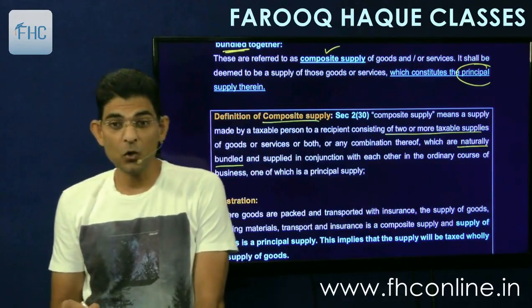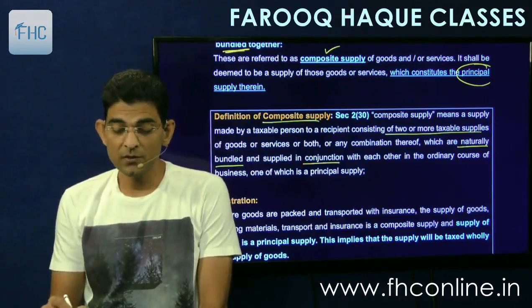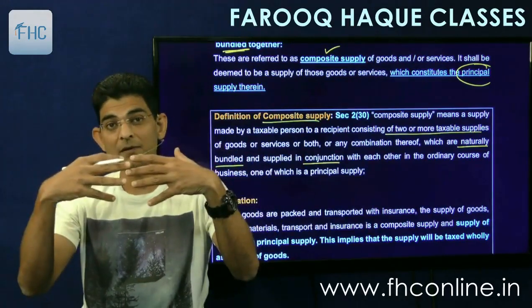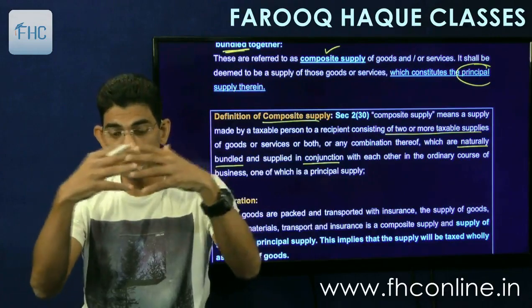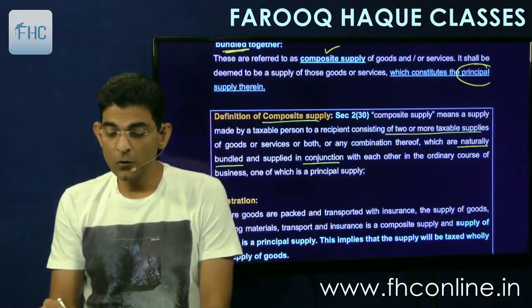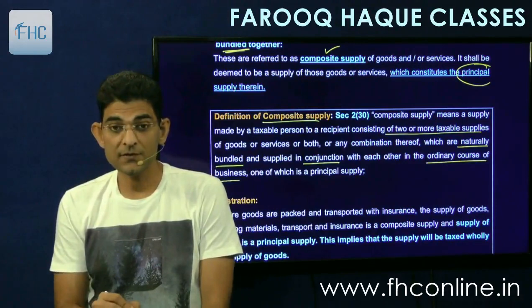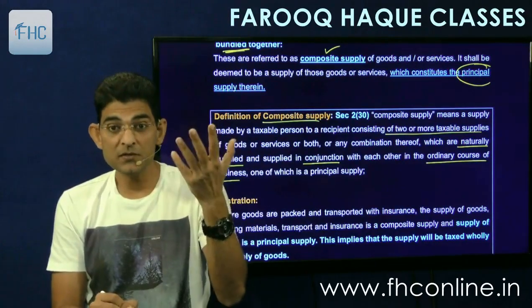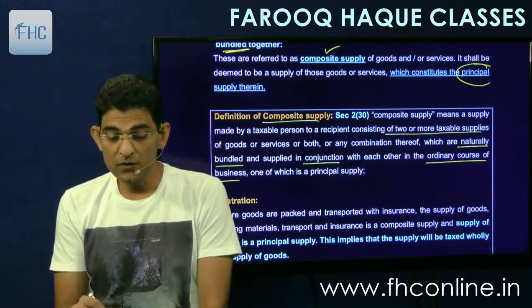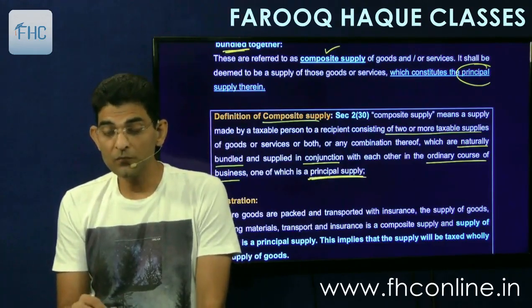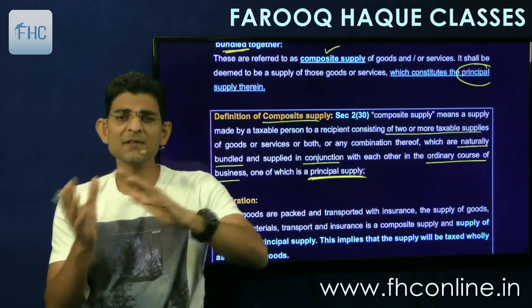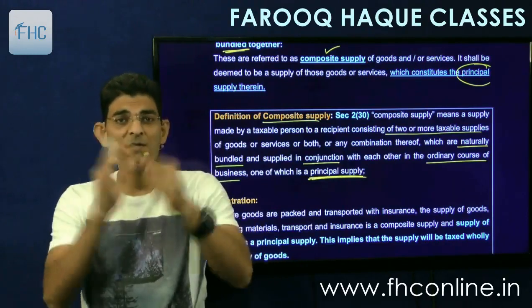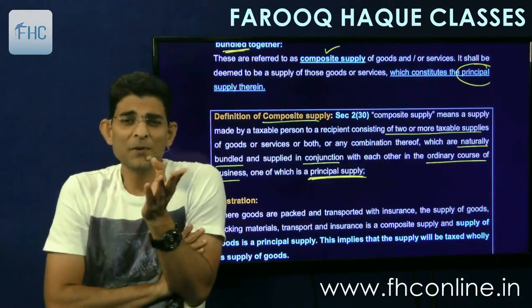and supplied in conjunction with each other, means they are interdependent. The use is interdependent on each other. In the ordinary course of business, see, they should be sold together in the ordinary course of business. That is the way we do business. Then one of which is a principal supply. One of which is a principal supply and the other one is attached to it. Like idli is the main supply, sambar is complementing idli.